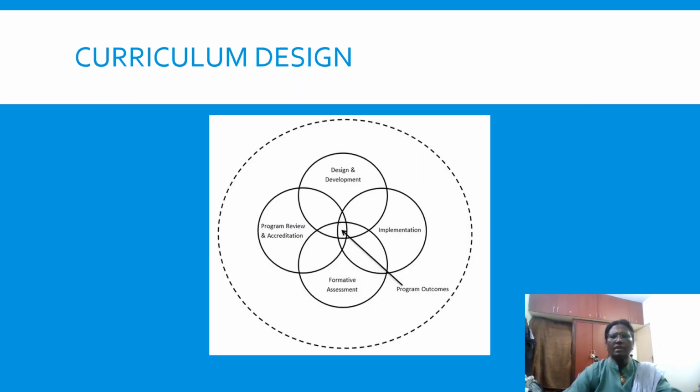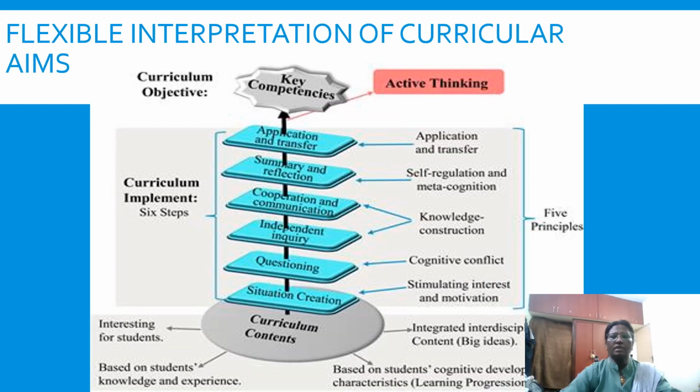And curricular design, we already saw the same thing: curricular design, development, interrelations, forgiveness, and then progress, and the program designs, etc. And flexible interpretation of a curricular aim. What are the curricular objectives? What are the key components? What are the active thinkings? And what are the principles? What are the content and co-curricular contents? Such kind of things are developed one by one.